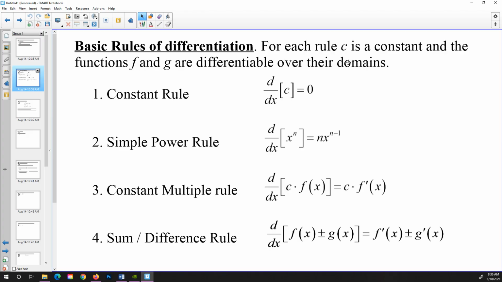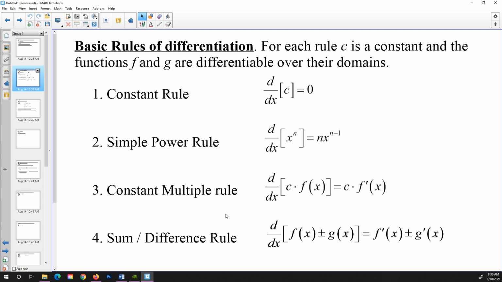For each rule, c is a constant and the functions f and g are differentiable over their domains. Number one, we have the constant rule, so the derivative of any constant with respect to any variable is always going to be 0. The simple power rule is going to say this: if you differentiate a monomial raised to a power, then the derivative will be to take that value and bring it down in front, and then reduce the value of that power by 1.